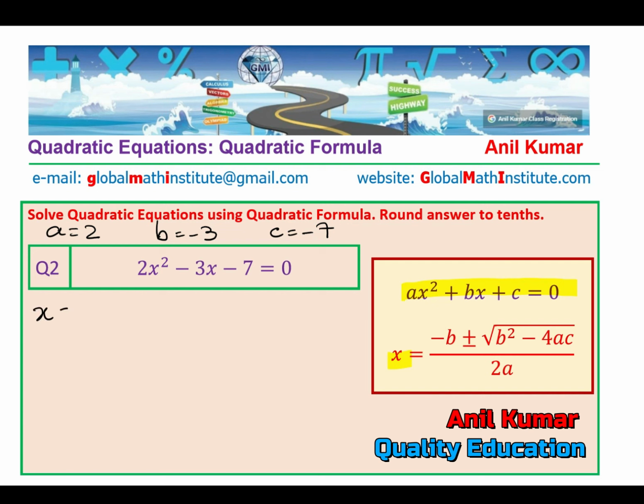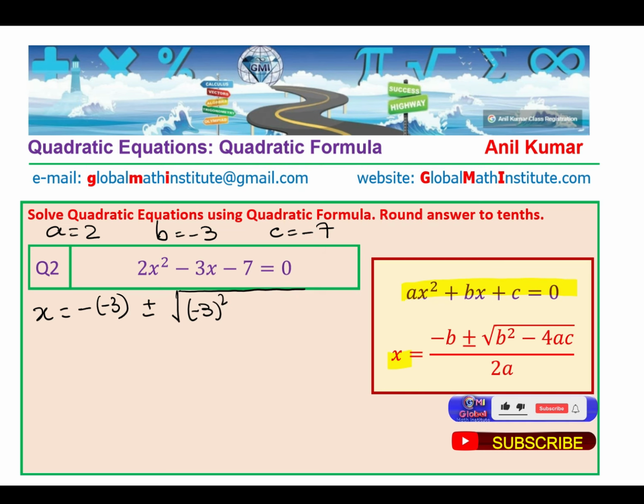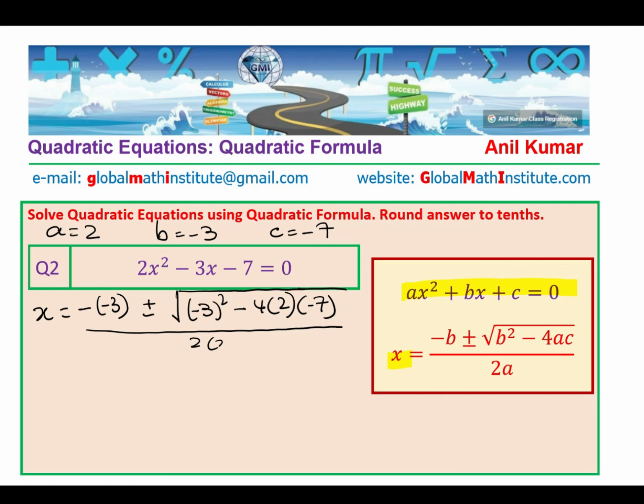So x is equal to minus b plus or minus square root of b square minus 4ac, divided by 2a. So minus of minus 3, right? Plus or minus square root of b square, which is minus 3 square, right? Minus 4 times a, which is 2, and c, which is minus 7, okay? Divided by 2 times a, which is 2.